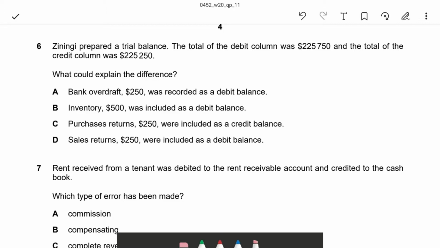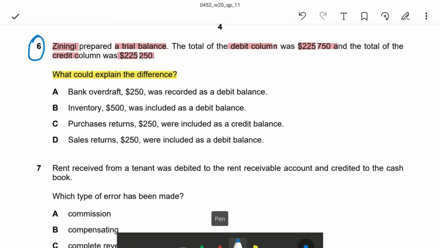Question number 6. Ziningi prepared a trial balance. The total of the debit column was 225,750 and the total of the credit column 225,250. It is not equal. The question is, what could explain the difference?